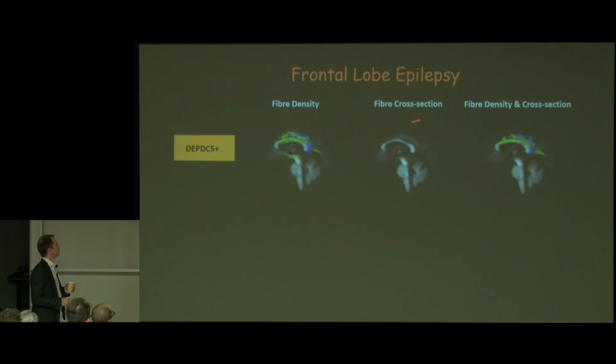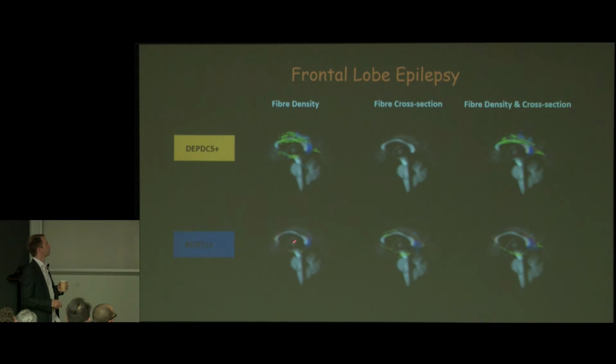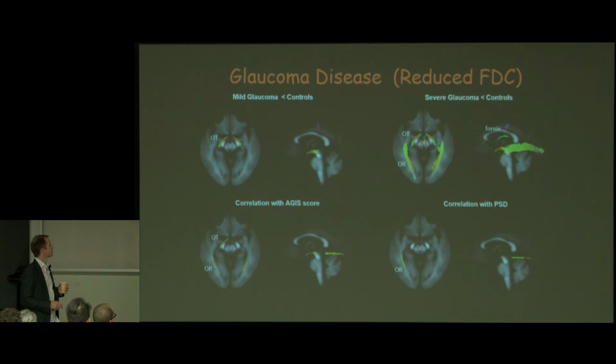Again, looking at frontal lobe epilepsy. So these are different genetic epilepsies now. This is all from the Melbourne lab. One gene, you look at fiber density, cross-section, and the two, well, that's mostly changes in fiber density. Here's a different gene variant, and that now looks mostly like atrophy rather than changes in density as such. So you get what looks like complementary information from the two types of analyses.